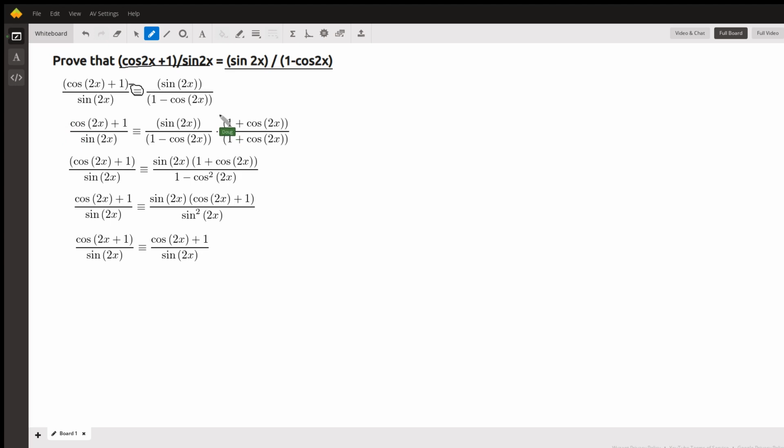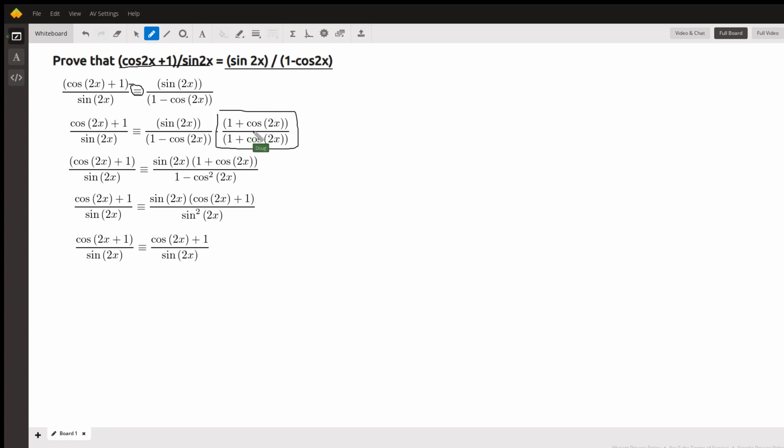side. And what I notice is this is a common theme when you're proving trigonometric identities: if you have something that looks like this, 1 minus the cosine of something, if you multiply by 1 plus the cosine of something, you'll get a difference of squares. And you'll see what happens after you do that.